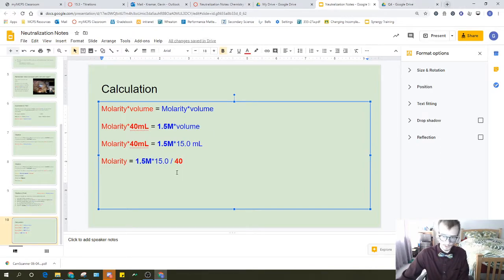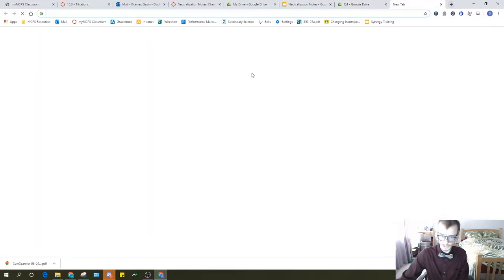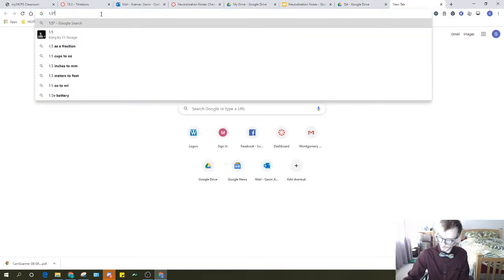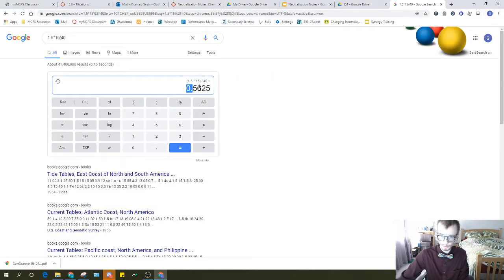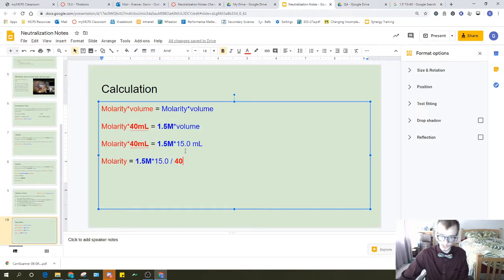So I'm going to open up just the calculator. 1.5 times 15 divided by 40. Hit the enter key, and it gives me 0.5625. So that equals 0.5625 molarity.